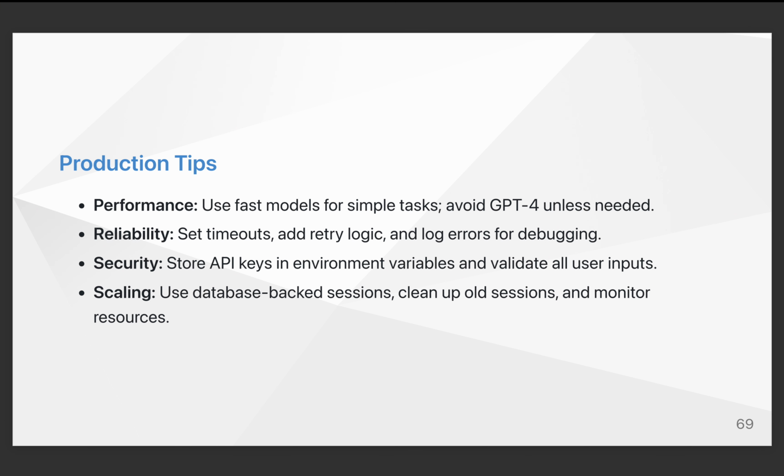For security, never hard code API keys. Use environment variables. Validate all your user inputs before processing and implement rate limiting to prevent abuse. For scaling, use database sessions in production and not in memory. Clean up old sessions periodically and monitor resource usage. These aren't exciting, but they are the difference between a demo and a production system.